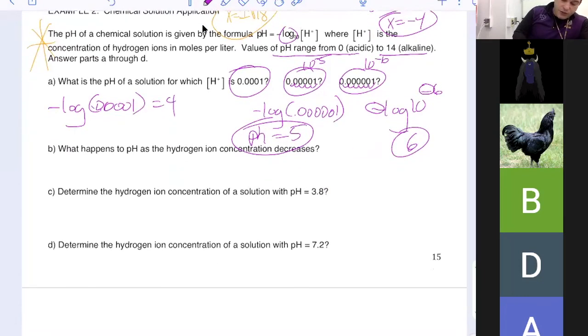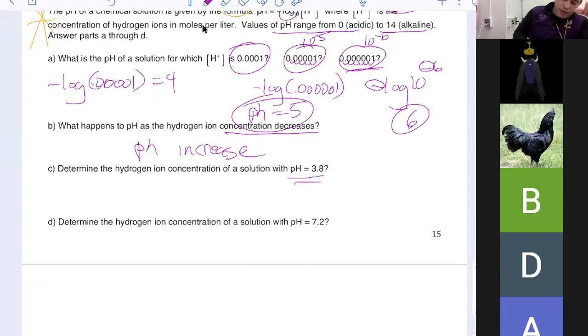So what happens to the pH as the hydrogen ion concentration decreases? As the concentration of hydrogen decreases, your pH increases. We see that here: as you get smaller hydrogen, you get higher pH.